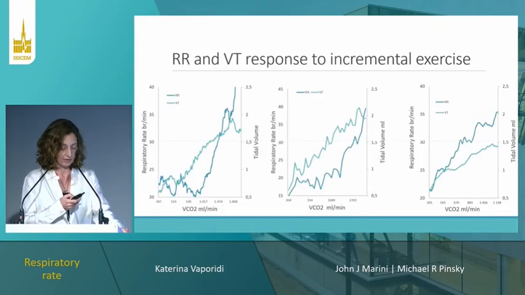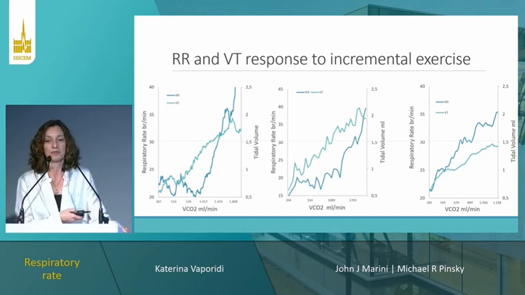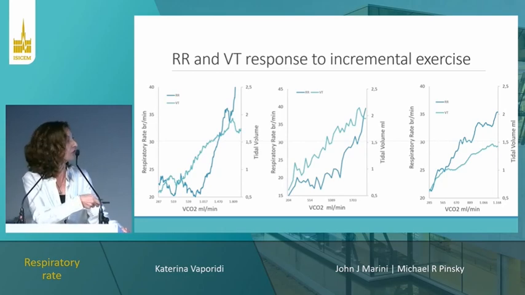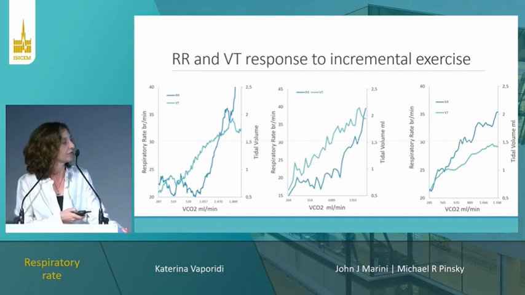This is incremental exercise. On the x-axis, CO2 production; on the y-axis, respiratory rate and tidal volume. So this plot is my exercise test. This is a respiratory therapist of our ICU. She runs marathons. I don't actually. And this is of a patient from the lab who has restrictive lung disease.